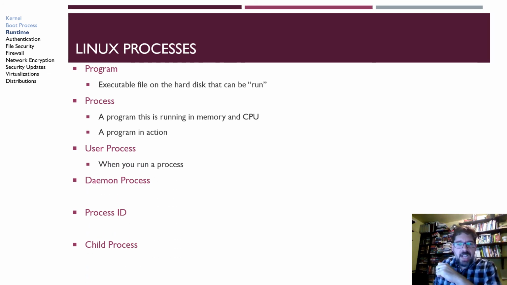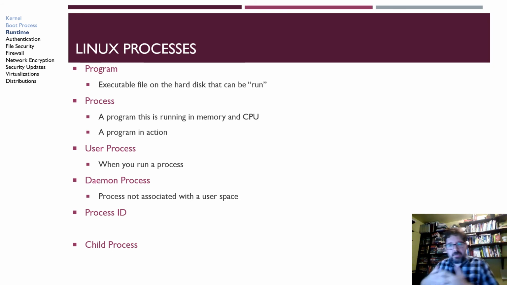A user process is when you run a process. You're logged in and you start something, which is a process that's going to be running, right? A daemon process is a process that is not associated with the user space. So it's running in the system space as opposed to the user space. And you'll see that in the lab when you run the ps command. You'll see certain things are running in the system space, and these are typically services, right? And you're going to see how to work with services in the lab.